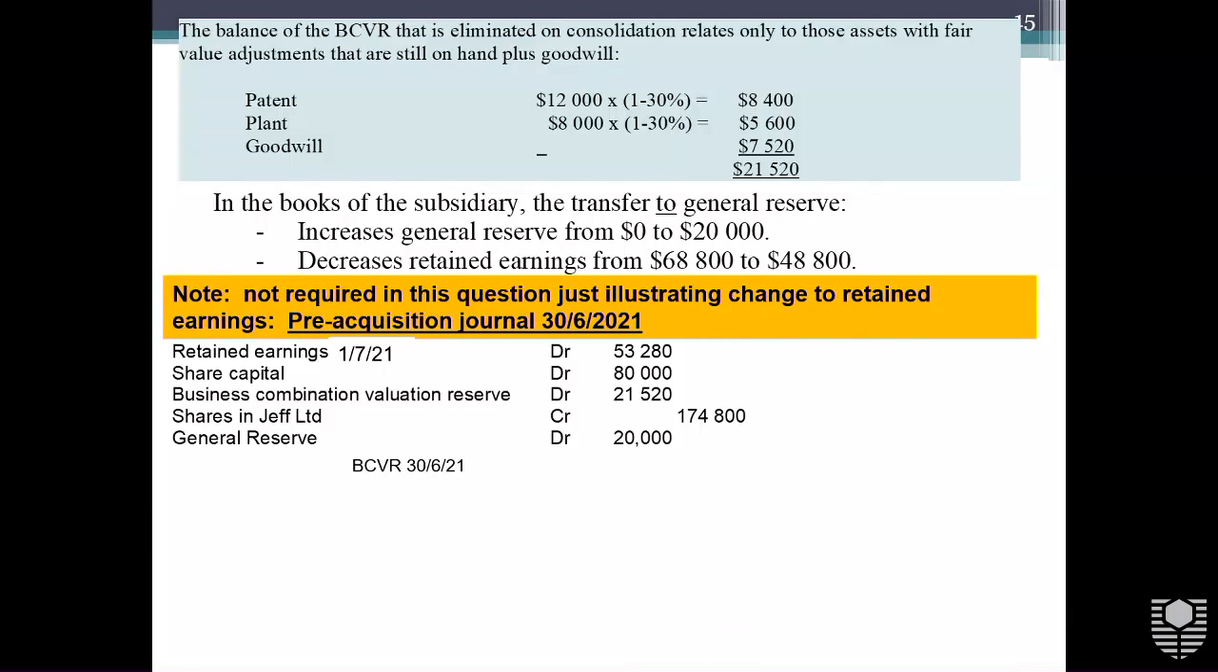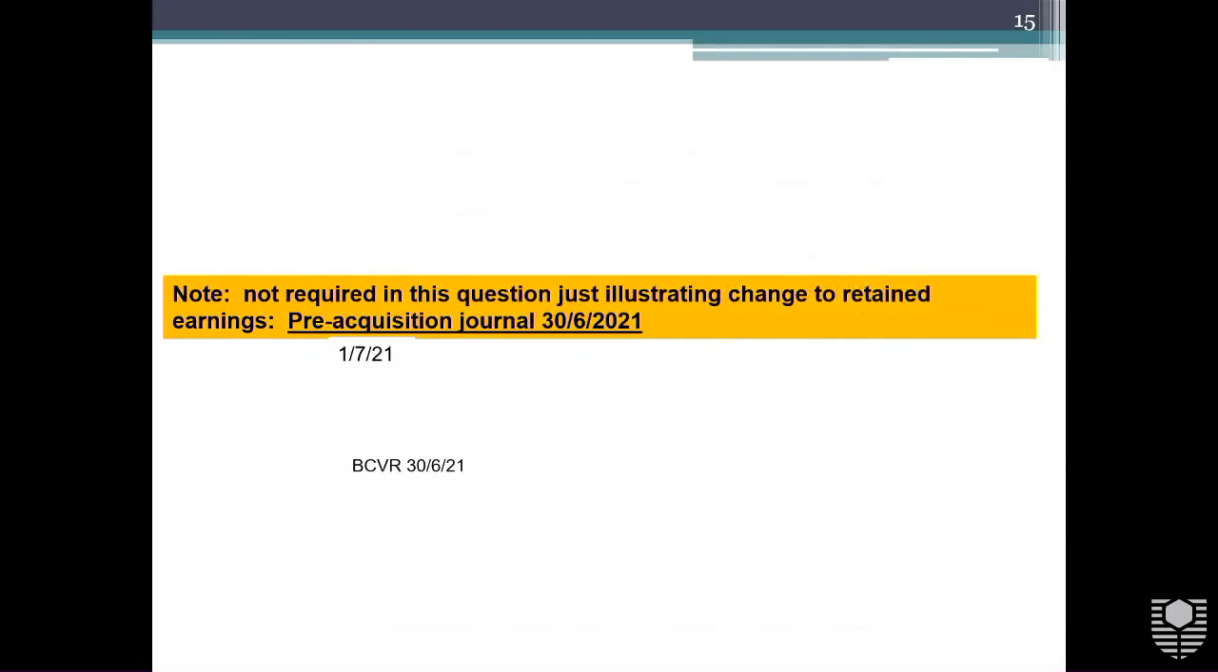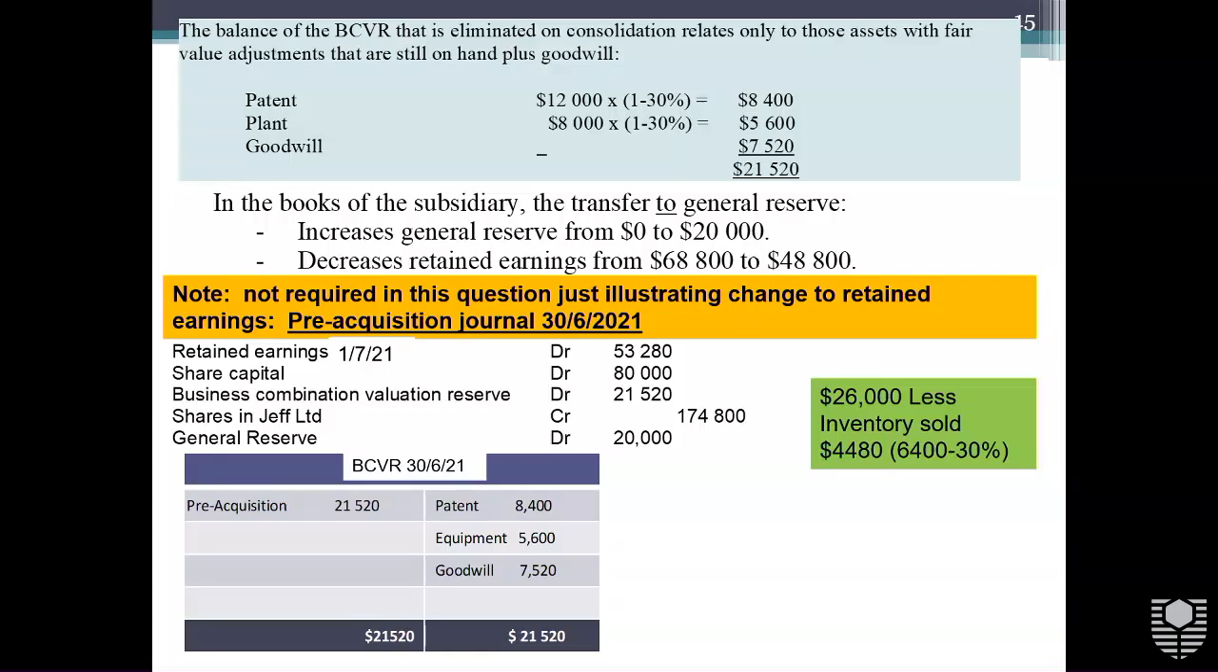Notice our retained earnings has changed. It was in there at 68,800, but we're going to take out 28,000 and adjust it for the inventory of 4,480, which gives us our retained earnings in the third year of 53,280. Our share capital stays the same. Business combination valuation reserve is reduced by the inventory that was sold. It was 26, it's now 21,520. Shares and the other items have remained the same, and our general reserve now has 20,000 in there. So that's how our entries changed over time.